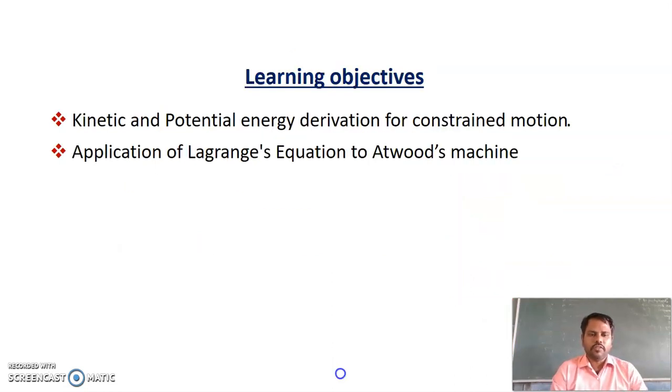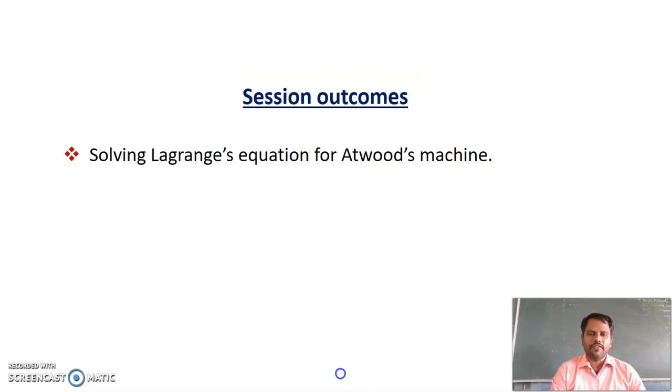The main objective of this session is how to derive kinetic energy and potential energy for a constrained motion, and how to apply the Lagrangian equation of motion to Atwood's machine. By the end of this session, you will know how Lagrangian equations are used to arrive at the equation of motion for Atwood's machine.